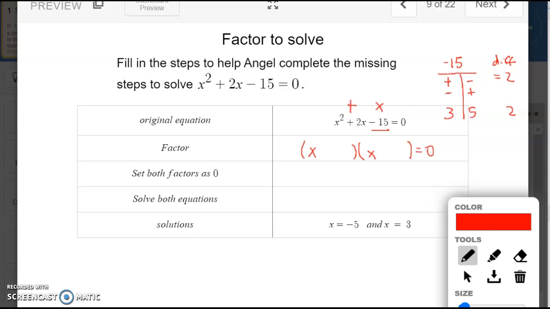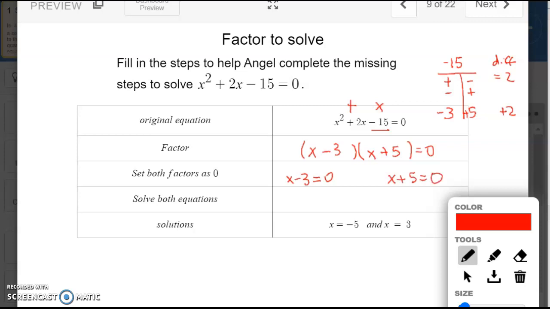Now, which is going to be positive, which is going to be negative? I want the final sum to be positive 2. So that means I need the bigger number of the two to be positive, so the smaller number has to be negative. So you have x minus 3, x plus 5 is equal to 0. Now we set each of the factors to 0. So we put x minus 3 is equal to 0 and x plus 5 is equal to 0.